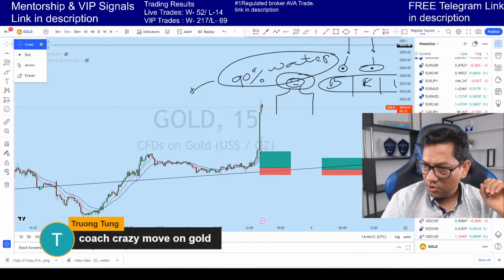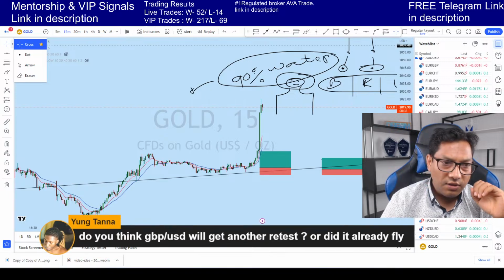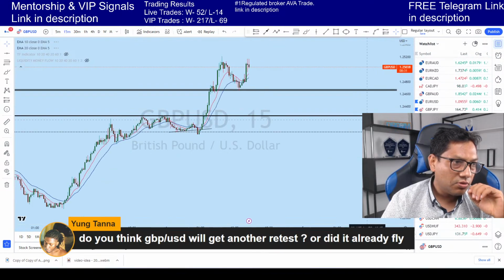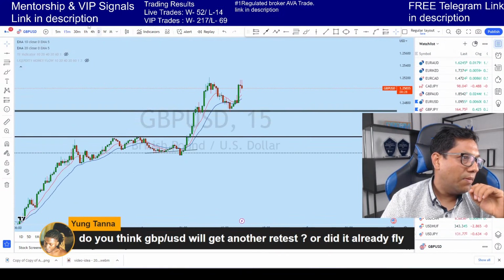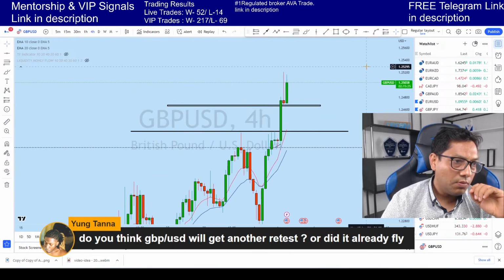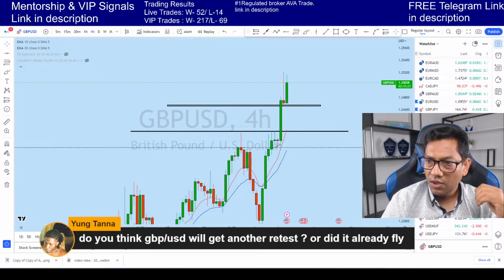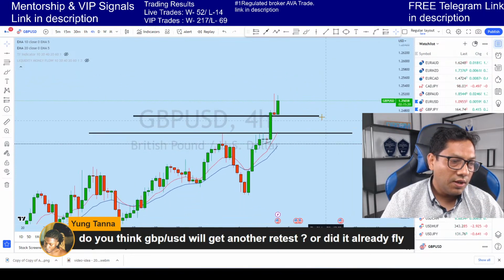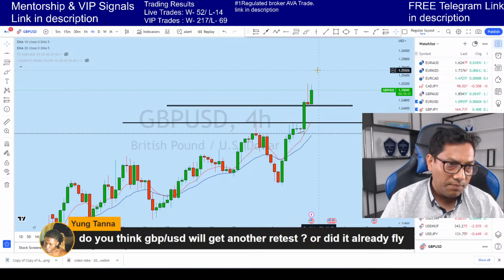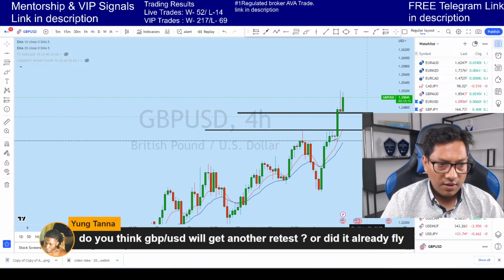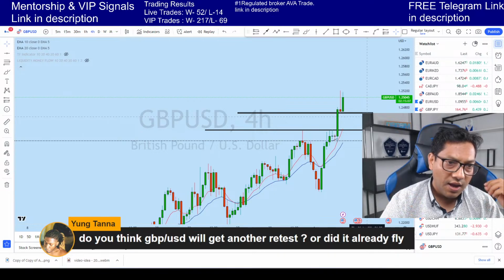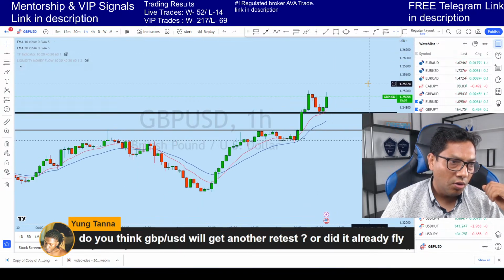Do you think that GBPUSD will get another retest? I think that GBPUSD will get another retest, because when the market leaves a big imbalance, it normally comes down for a retest. Now if we ride the trend, we leave that imbalance, buying from here. In a bull market, buying is always a good idea, but once the market comes for a pullback, I think that's the best way to go for a long opportunity.